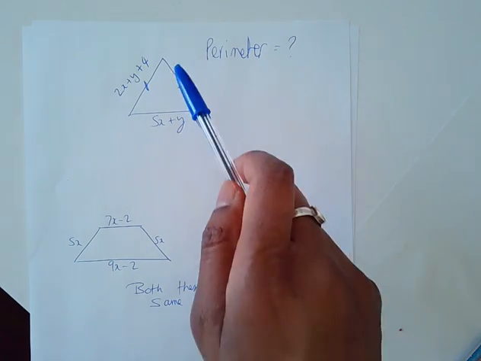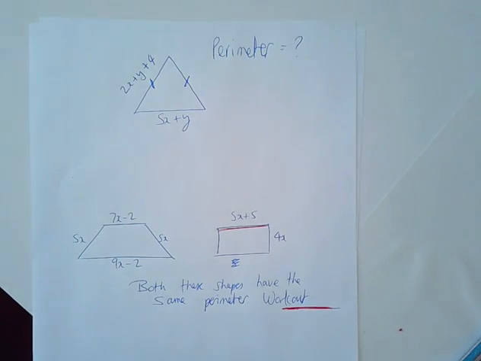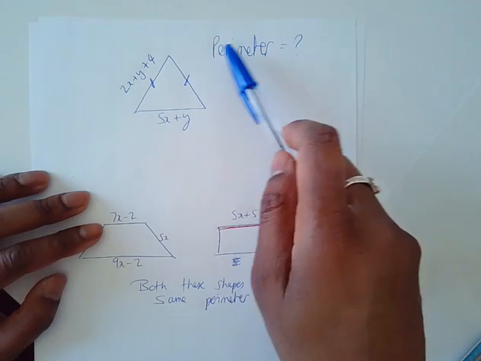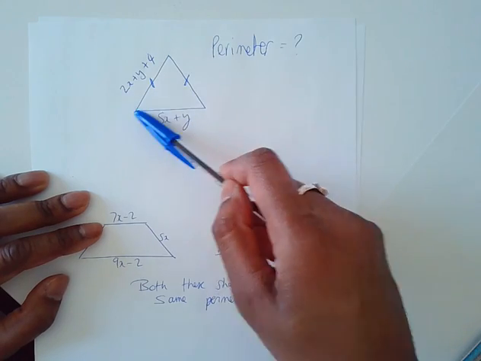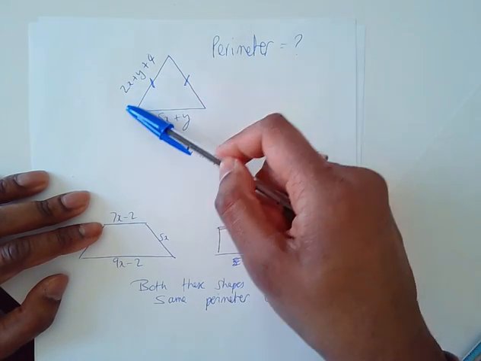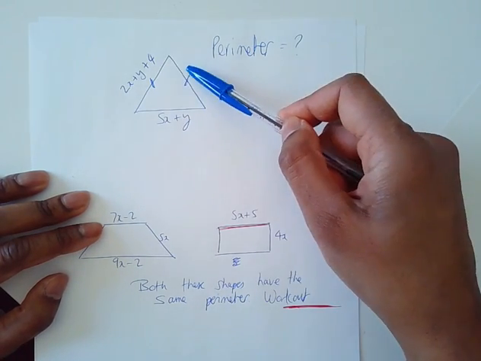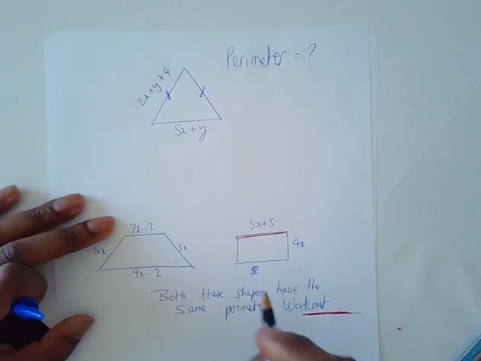I'll be working out the perimeter of this shape. What I'm doing in this video is combining algebra with shapes. The perimeter is adding all the outside sides. So add this with this and this one. It seems like it's missing here, but it's not.